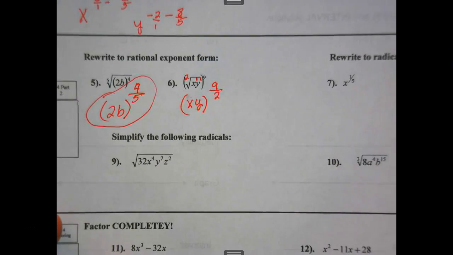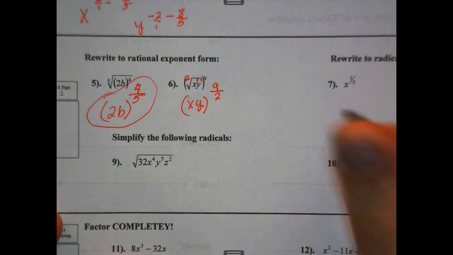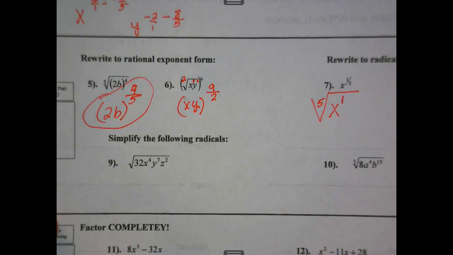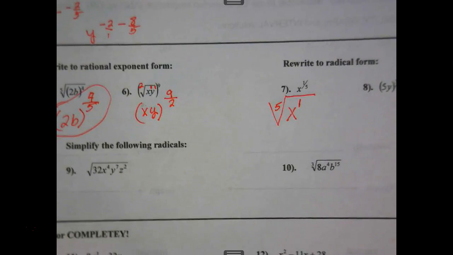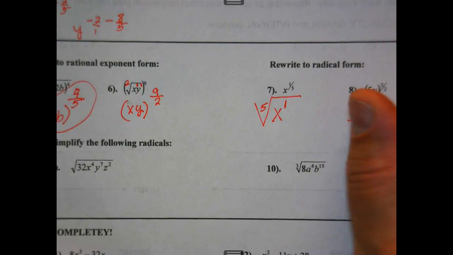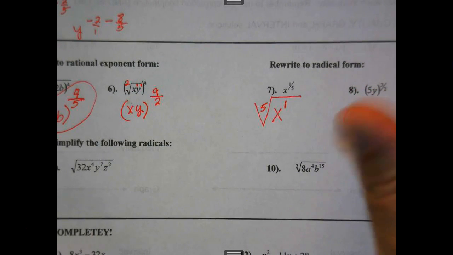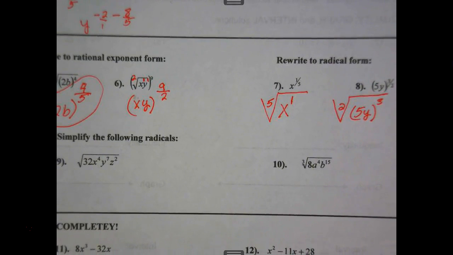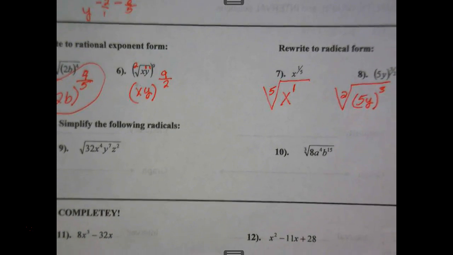Okay. X to the 1/5. Here's my base. Here's my exponent. Here's my root. Easy. Number 8, 5y is in parentheses. Here's my exponent. Here's my root for the radical. Actually, I think these are repeat problems too, but it's okay.